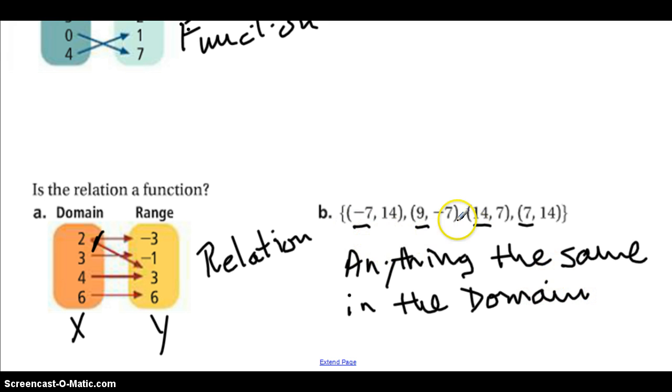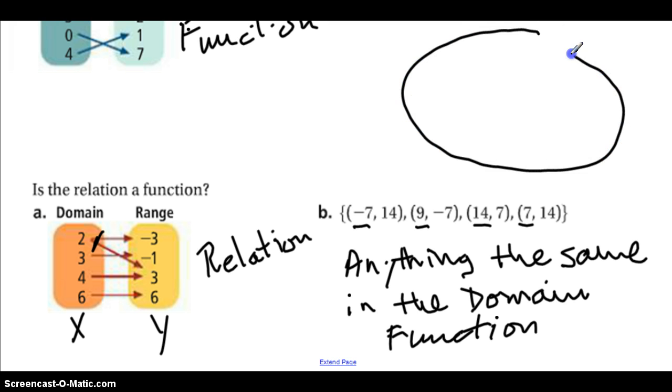Is there anything the same in the domain? -7, 9, 14, 7. No, therefore this is a function. Now, something you might be asking yourselves, well, what's the difference between a relation and a function then?